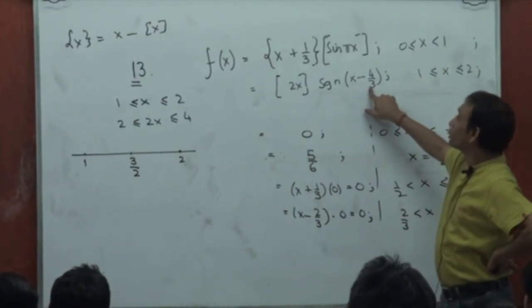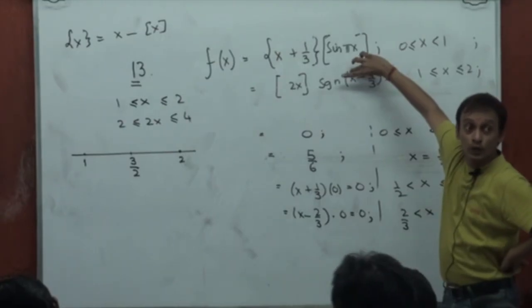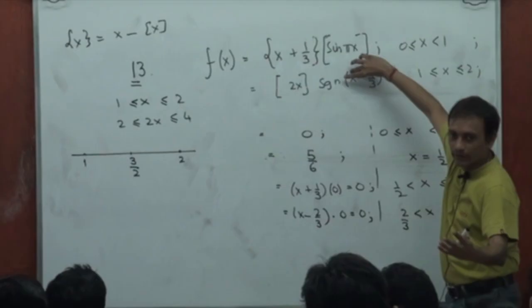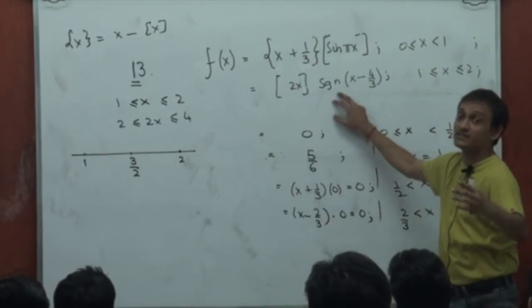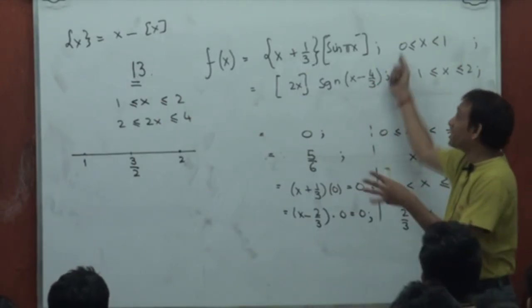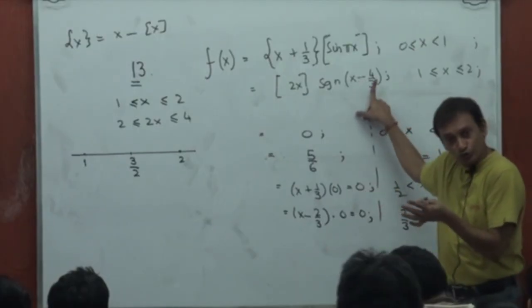Now x minus 4 by 3, signum of this. This will change behavior at x equal to 4 by 3. Because when x is slightly less than 4 by 3 or lesser by any amount, as long as x is less than 4 by 3, this will be a negative number, signum would be minus 1. When x is equal to 4 by 3, it's going to be 0. When x is greater than 4 by 3, it will be plus 1. So this changes behavior at x equal to 4 by 3.